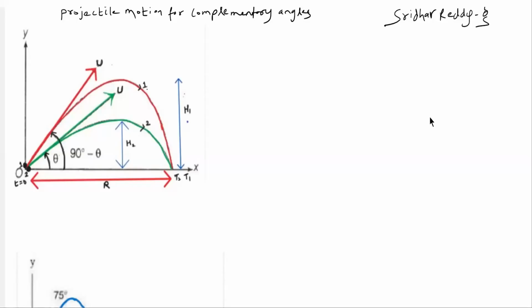Good morning, kids. Today's class, we are going to discuss projectile motion for complementary angles. We'll start with this particular topic first.